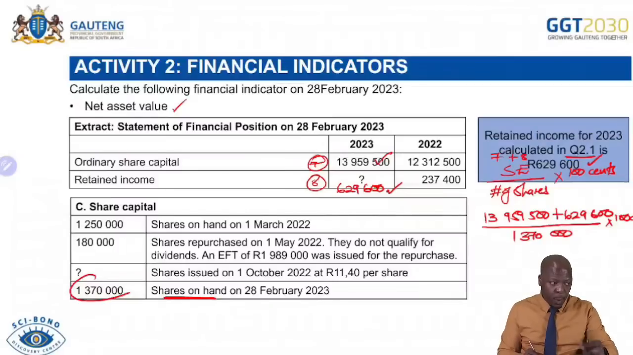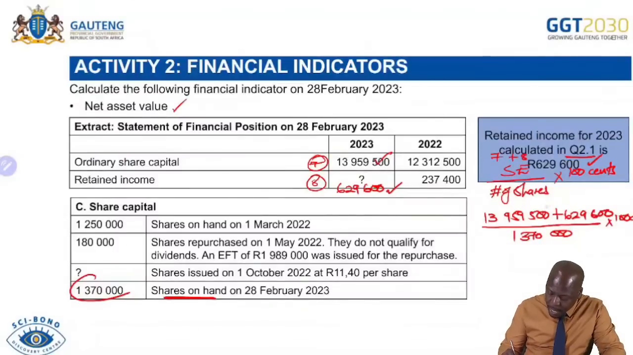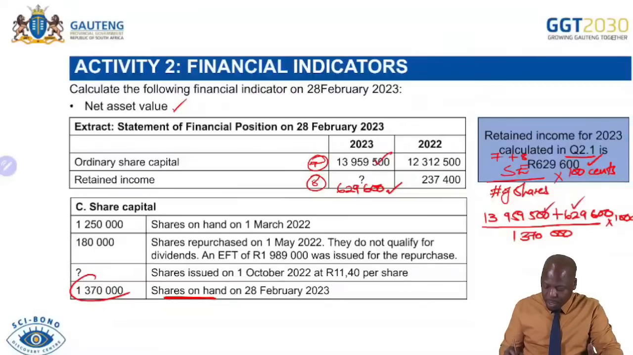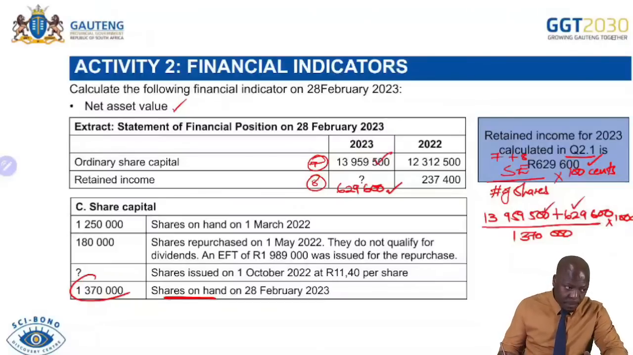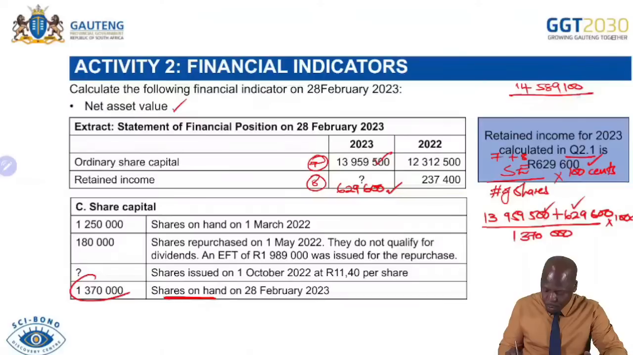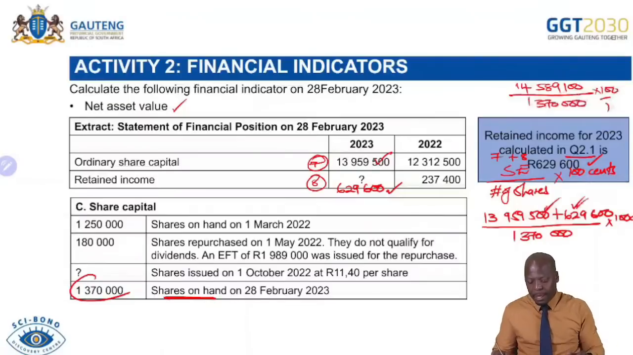Okay, and then I always like to add these up before I can divide, so that I can see exactly what I'm doing. So take your calculator now and add 13,959,500 plus 629,600. How much do you get? You will get 14,589,100. Okay, so you have added these two, then you are dividing it by 1,370,000, and you're multiplying it by 100 over 1. Once you have done that, then it becomes easy.